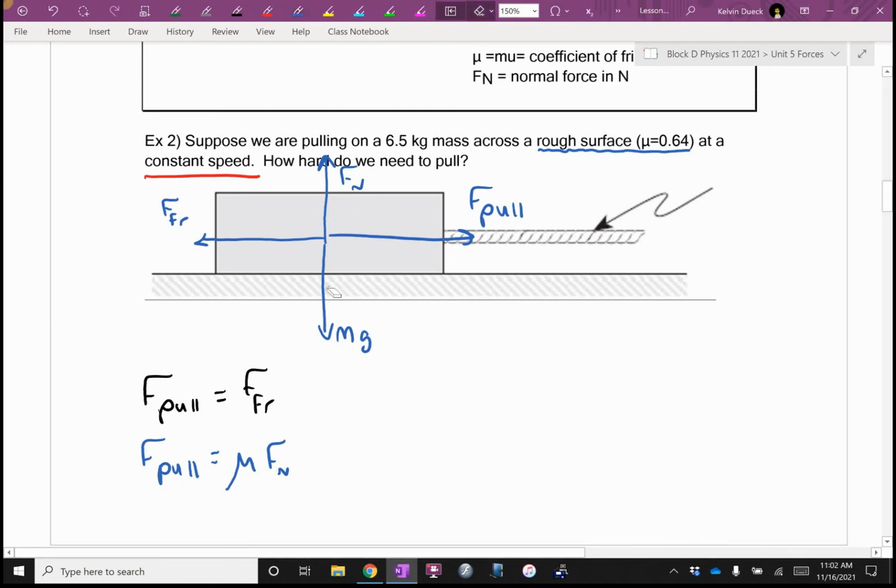Oh, but look. I know the force that has to be the same size as the normal force. What? Okay, so I'm not saying friction is mu mg. I'm saying friction is mu times the normal force. But in this question, in a wonderful coincidence, even though I don't know the normal force, I know it has to be exactly the same size as mg. So I can say this. F pull equals mu mg.